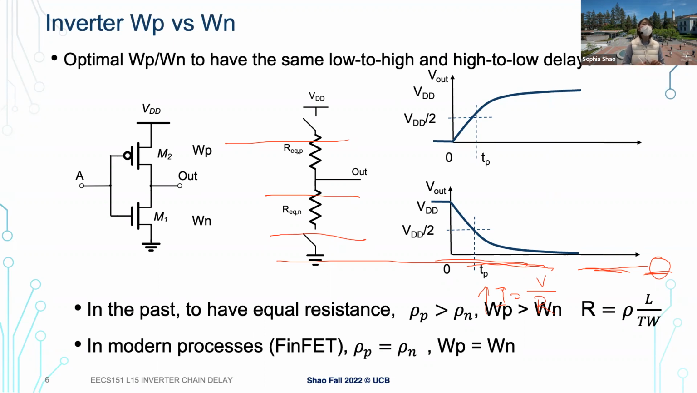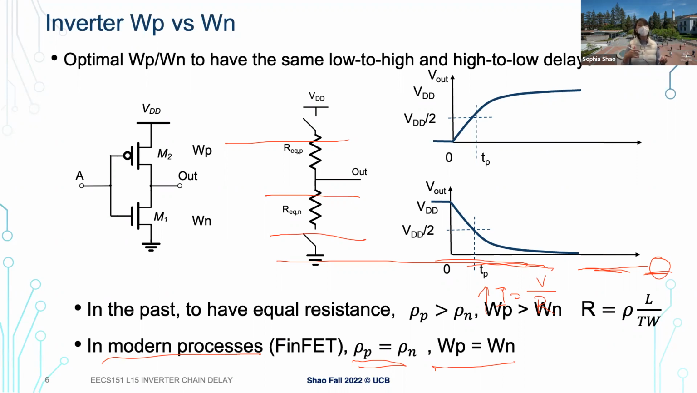In newer generation technology, it's getting very close. The mobility and resistivity of PMOS and NMOS are getting pretty close. So in our discussion, unless explicitly specified that we want to capture the different mobility, we typically size PMOS and NMOS the same, because now they have relatively the same ability in modern process technologies. There's no reason to size them differently. So we just size PMOS and NMOS the same.